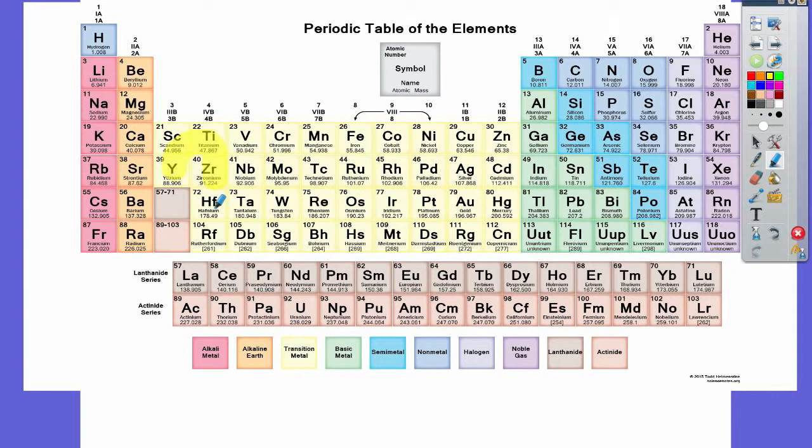I will be talking to you all about transition metals, halogens, and noble gases. Transition metals begin at group 3 and end at group 12.